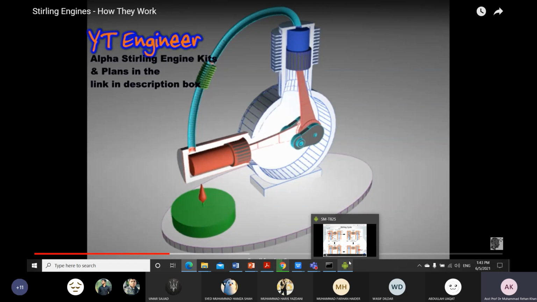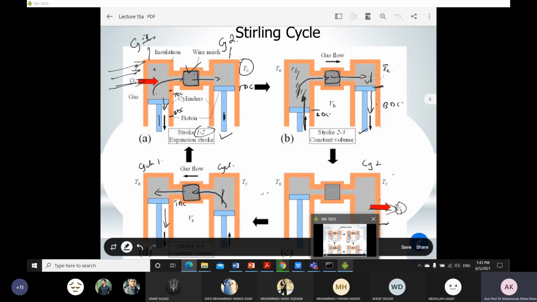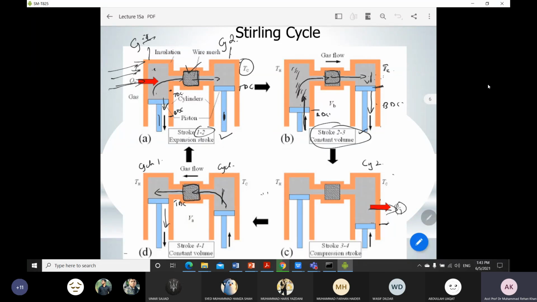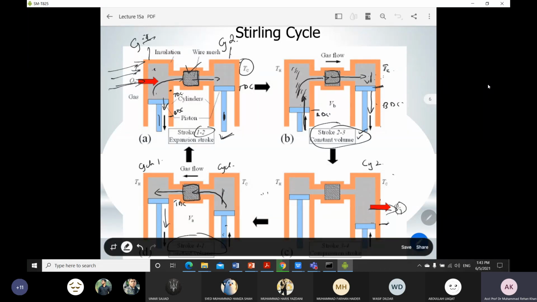I hope you have got some idea about the working principle of the Stirling cycle. If you have any question, you can ask me, and then we'll move towards the TS and PV diagram of Stirling cycle and Ericsson cycle. The main difference between the Stirling and Ericsson cycle is only in these two processes. In the Ericsson cycle, this is a constant pressure regeneration process, and 4 to 1 is also a constant pressure regeneration process, and the rest of the processes are the same. The schematic diagram is also almost the same for the Ericsson cycle.